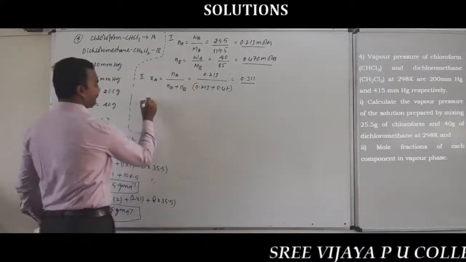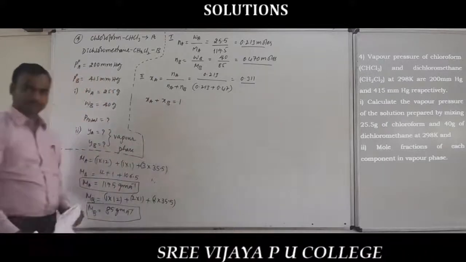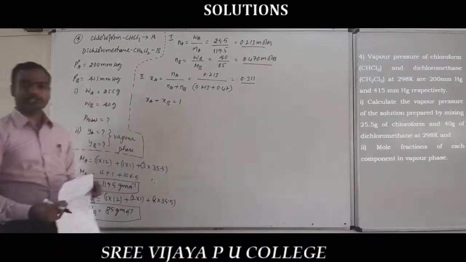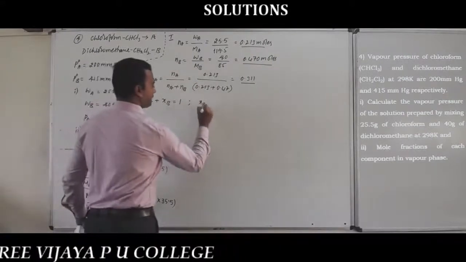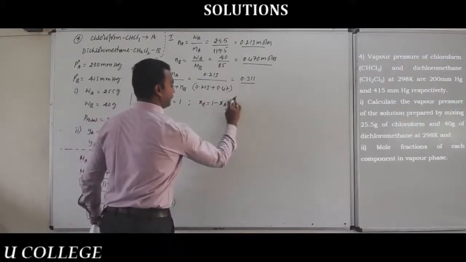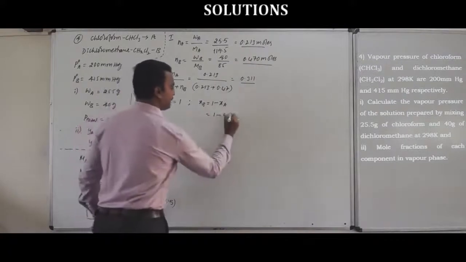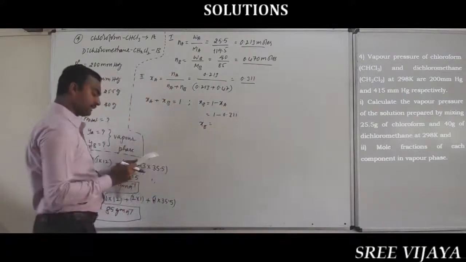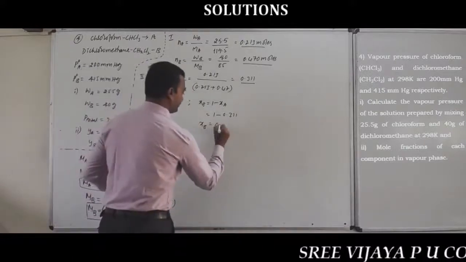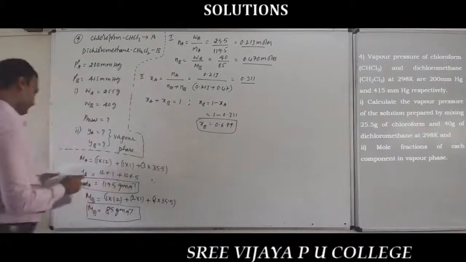So again, the mole fraction of component A plus the mole fraction of component B is equal to 1, where A and B refer to chloroform and dichloromethane. So you can easily calculate XB. XB is equal to 1 minus XA, that is 1 minus 0.311. Therefore, XB is 0.689. That is the mole fraction of component B.